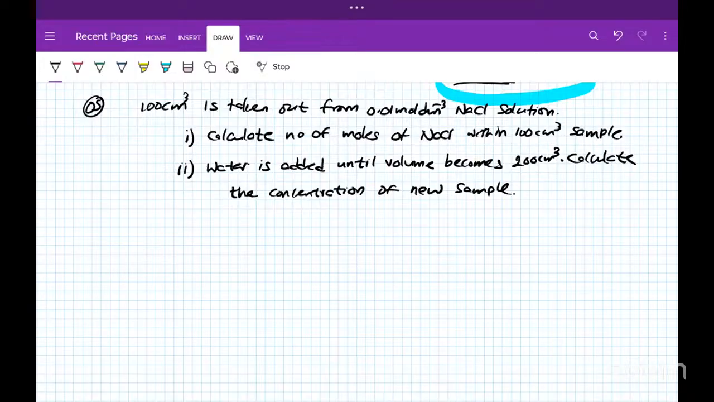No. I'm asking for 100 cubic centimeters. I need 400 cubic centimeters. The first one you are taking out 100 cubic centimeters, right?